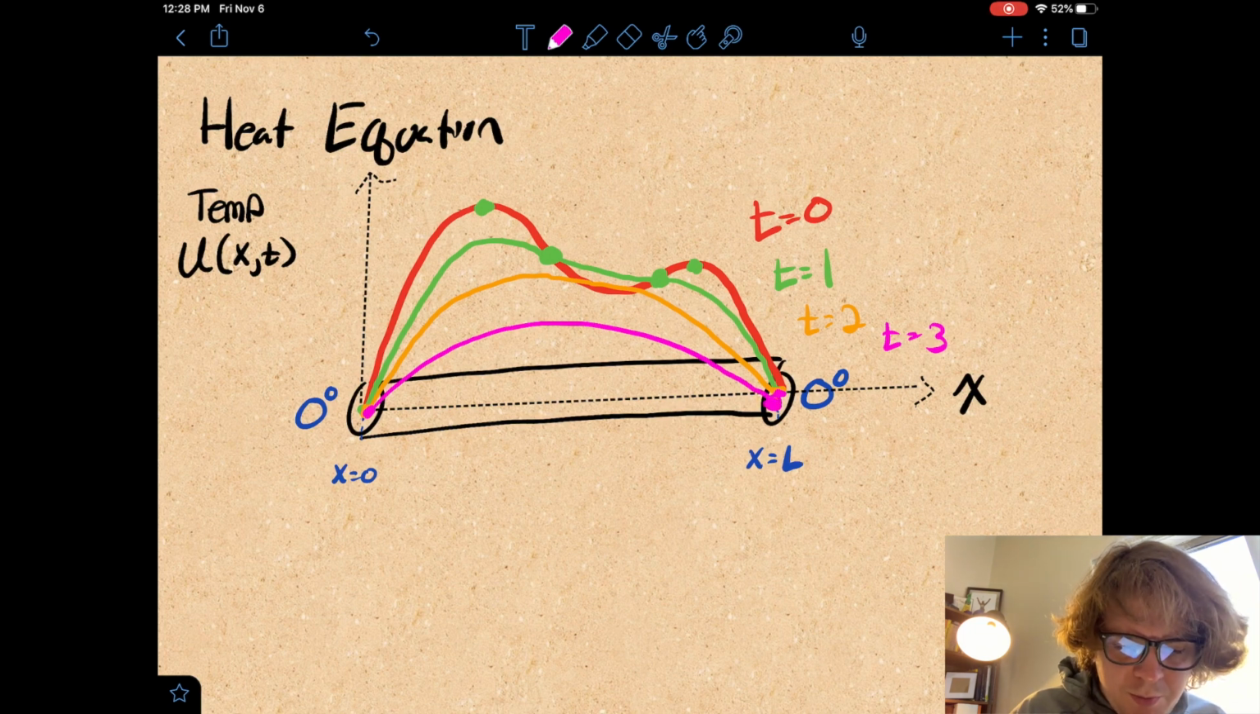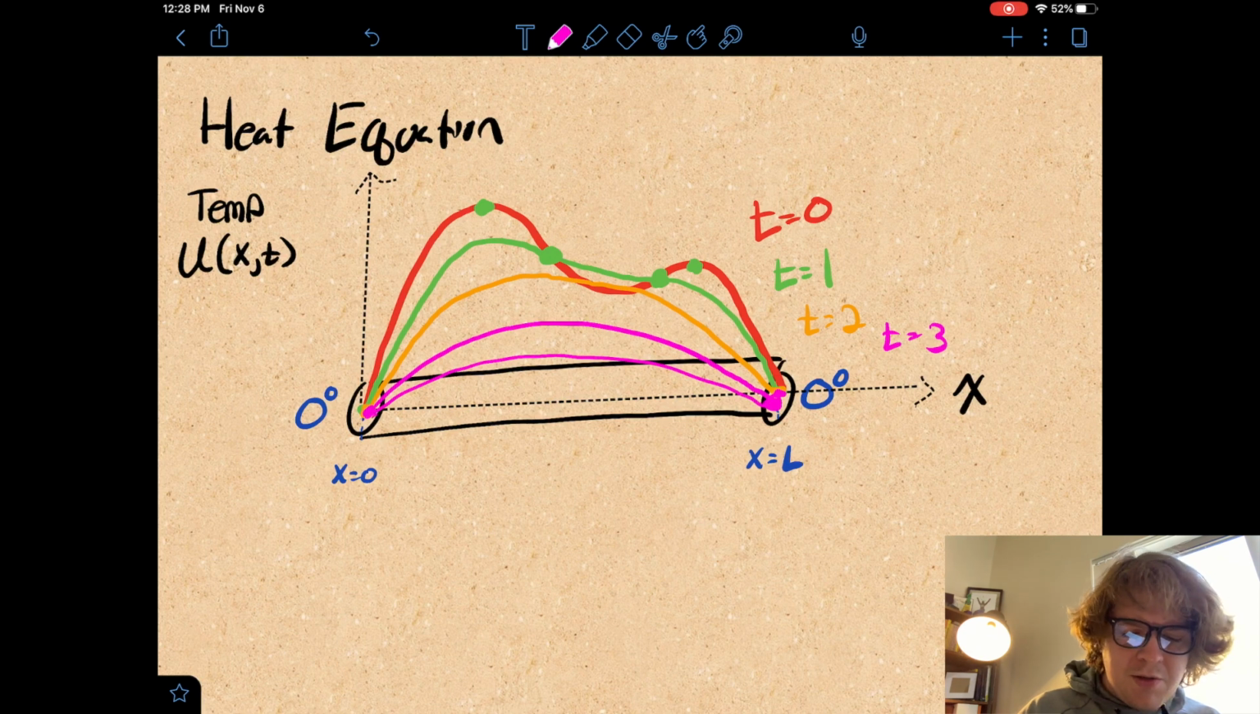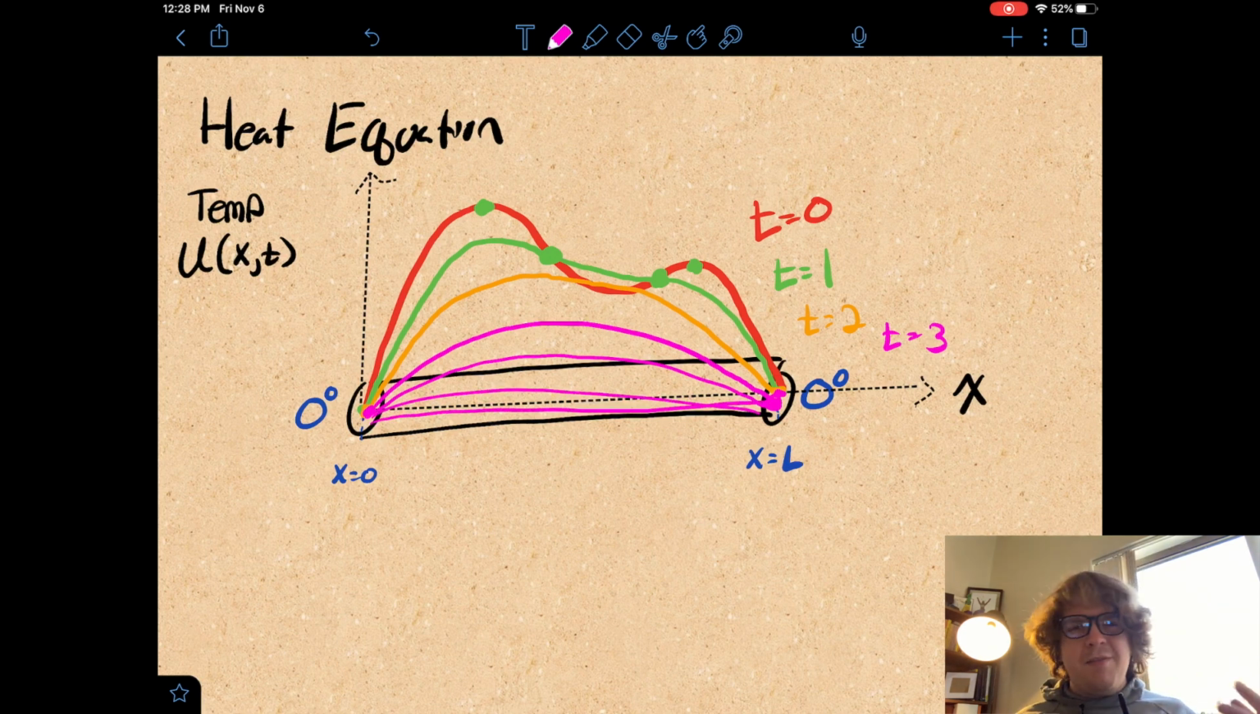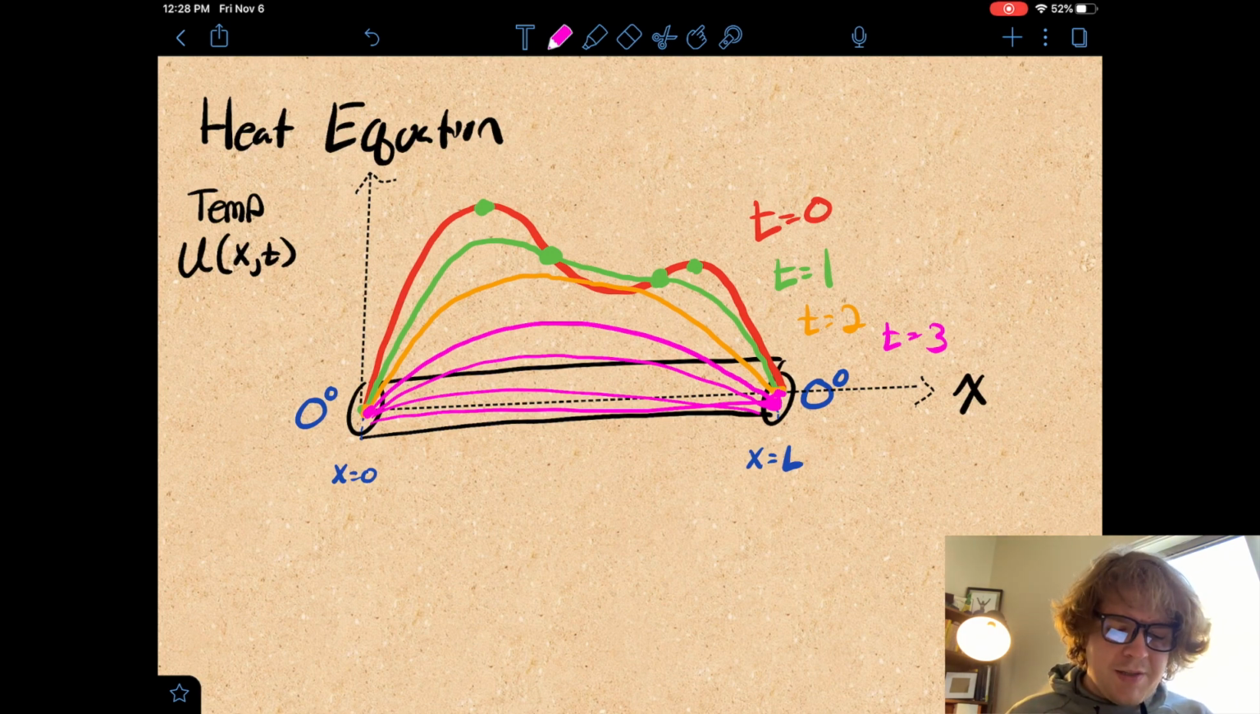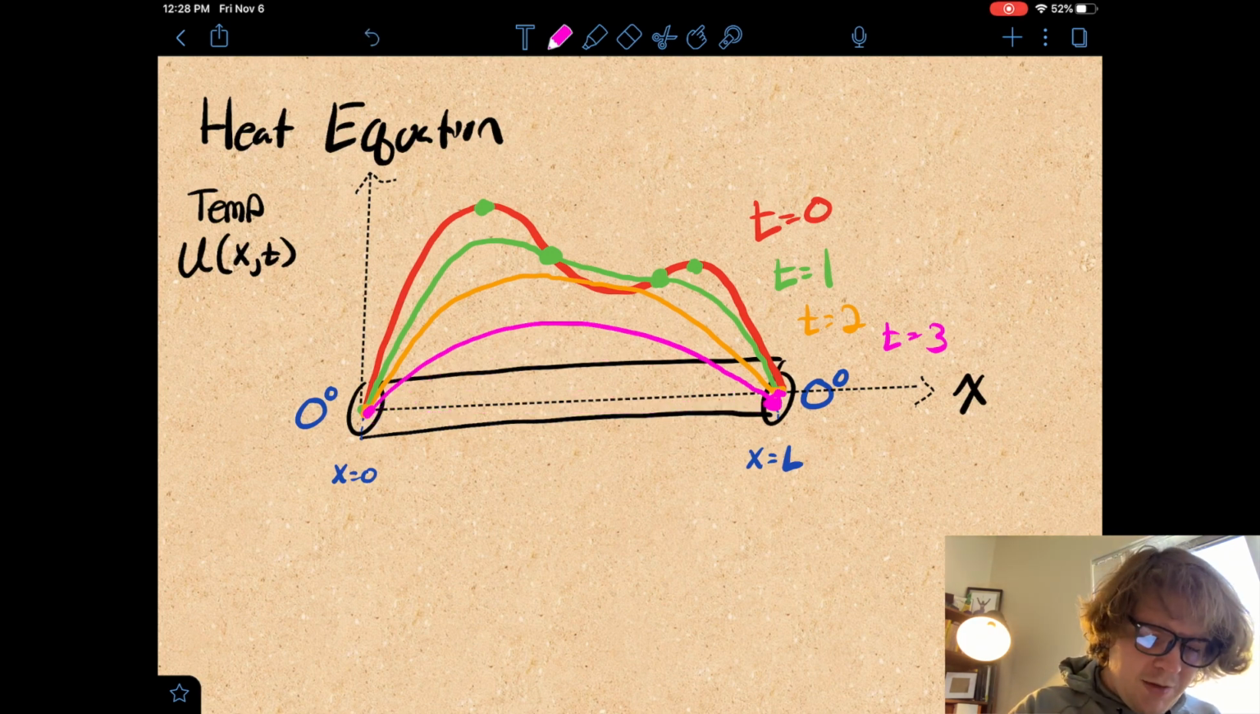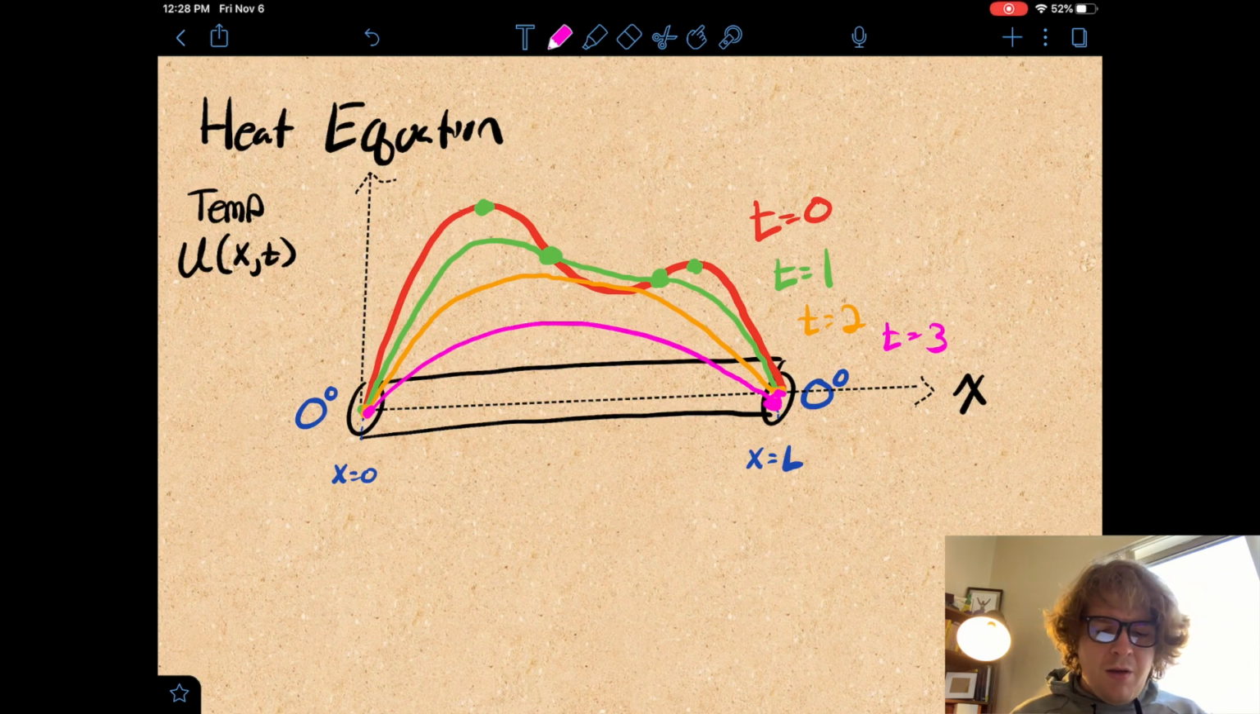And eventually we're going to reach a point like this. And as we keep going, we can see that the temperatures are just going to continue to decrease until we have a steady state solution throughout the length of the rod of a temperature of 0 degrees. So I think this picture here does a pretty good job of showing how heat will dissipate throughout the length of the rod as we let time go on.